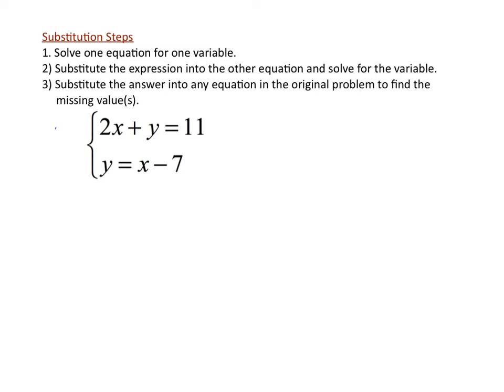Hi everybody. Today we're going to look at some examples for solving a system of equations by substitution. Our first system is 2x plus y equals 11 and y is equal to x minus 7.